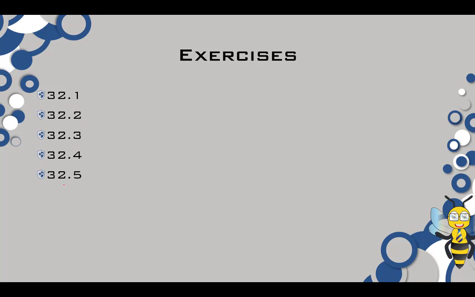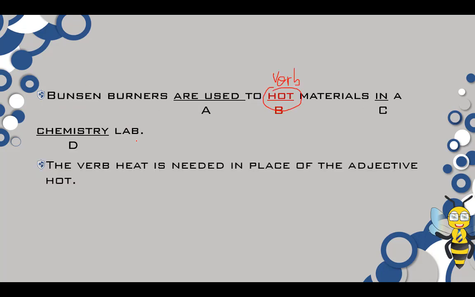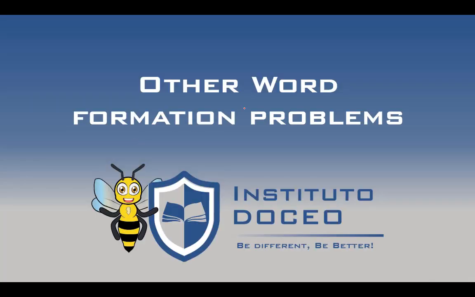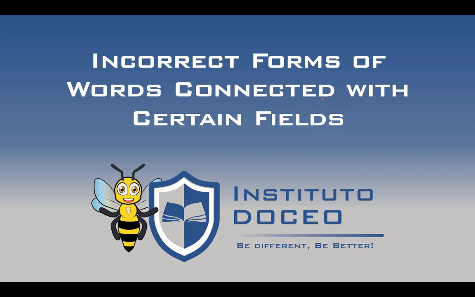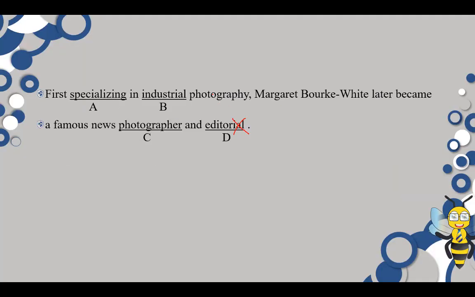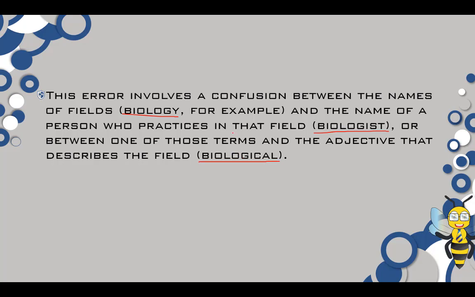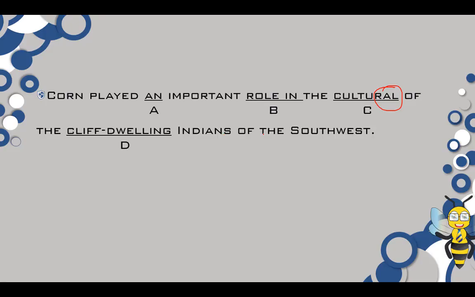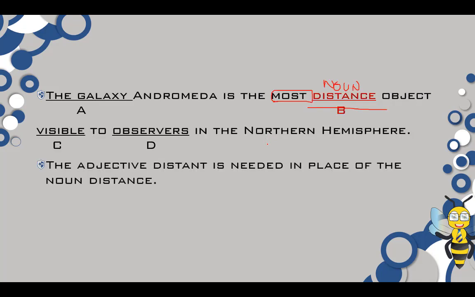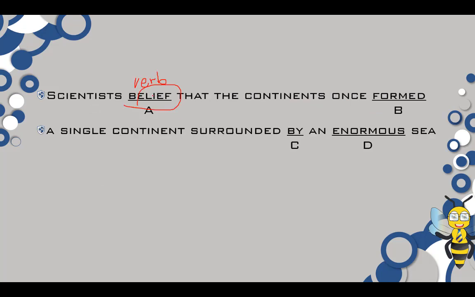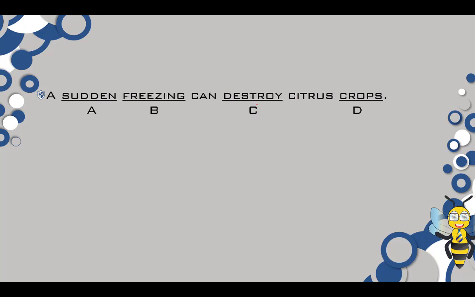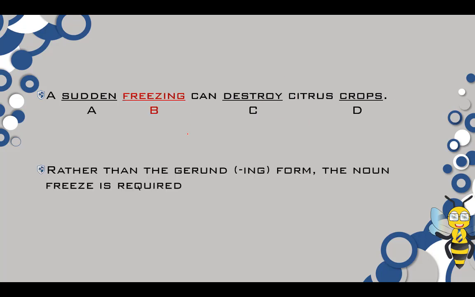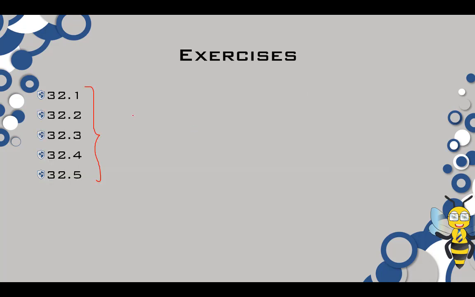So in this case, you have 5 different exercises on the platform, which are 32.1, 32.2, 32.3, 32.4, and 32.5. All of these are about the same topic, which is word formation: incorrect forms of words connected with certain fields. Now, as I said, number one, you will find mistakes about fields like biology, biologist, biological. You might also find some mistakes with nouns instead of adjectives or the opposite, nouns instead of verbs, adjectives instead of verbs, or present participle or past participle adjectives instead of nouns or verbs, etc. So here you have 5 different exercises on the platform so you can practice all this.